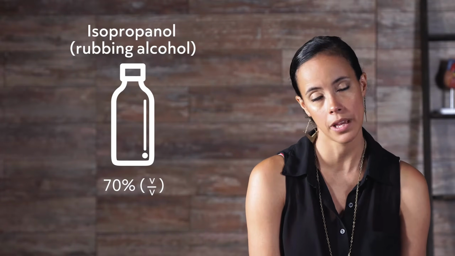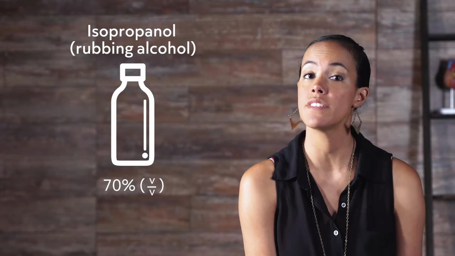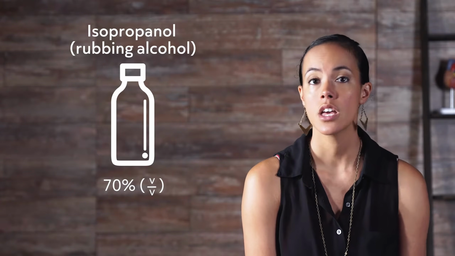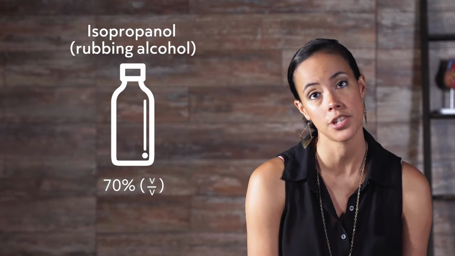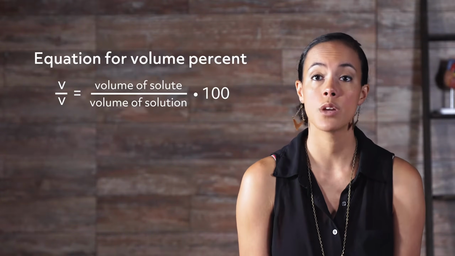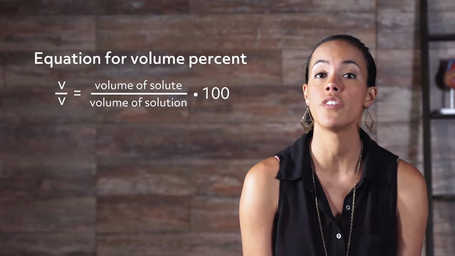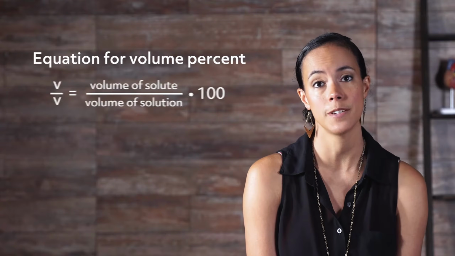For example, when you buy isopropanol at the store, rubbing alcohol, you'll notice that it says 70% V over V, which means by volume. This tells you that the solution is 70% isopropanol. The equation for volume percent is pretty straightforward. V over V percent equals volume of solute over volume of solution times 100.